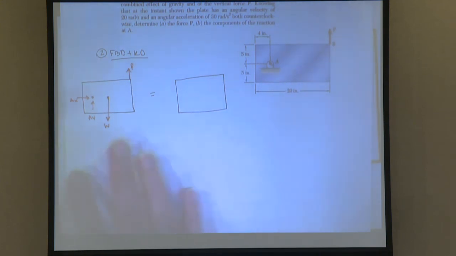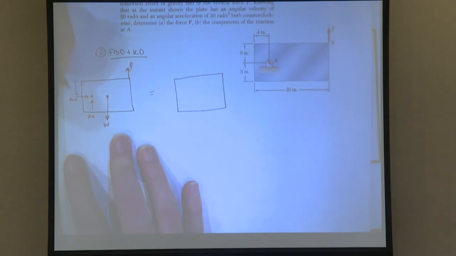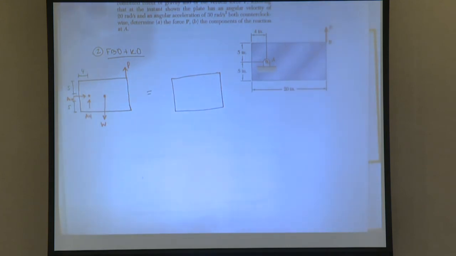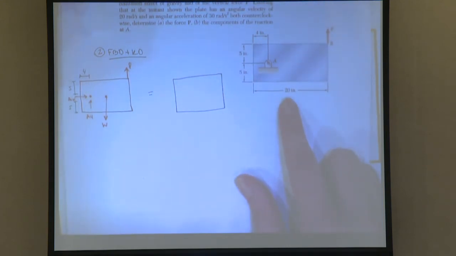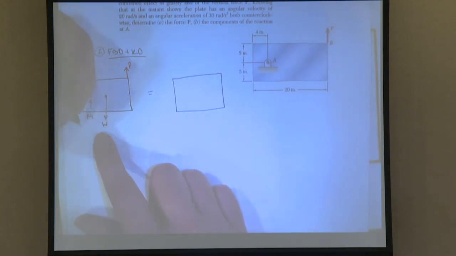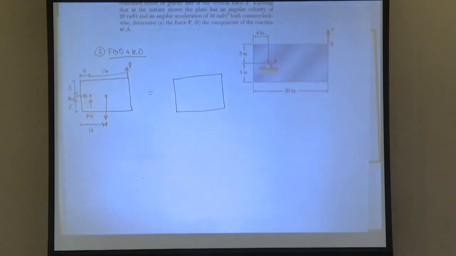Just to clarify, this is 5 inches, 5 inches, 4 inches, and then we know that the total, oh, I pointed to the wrong one. We know that that's 20, so the distance from this edge here to the center would be 10. We also know that the distance from A to P is 16. Whatever you want to write out, it doesn't hurt.